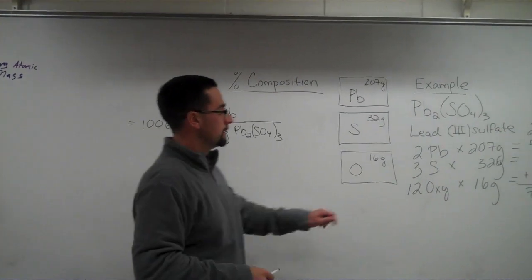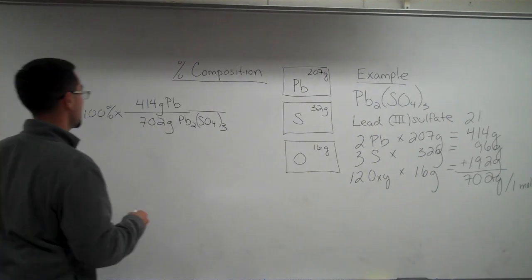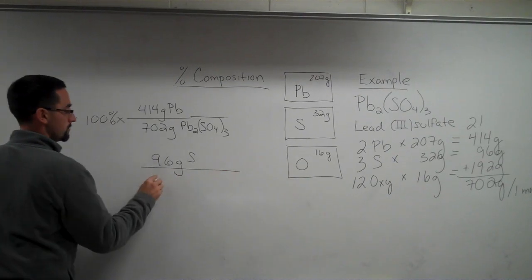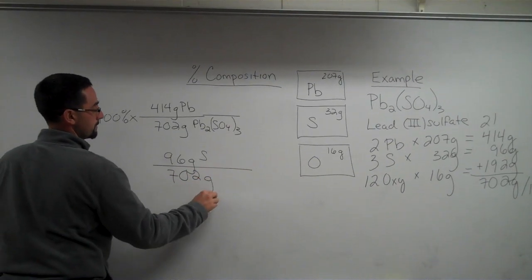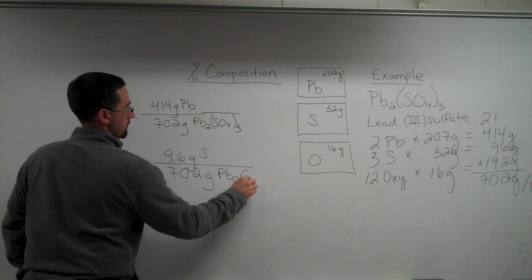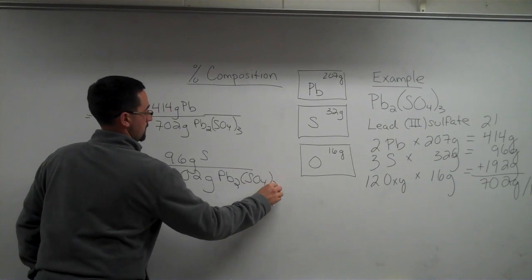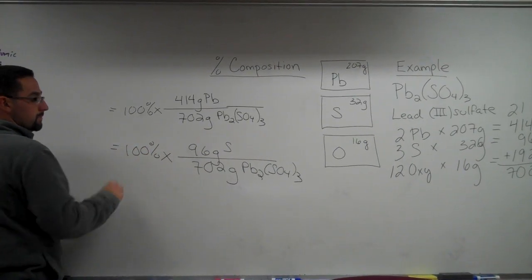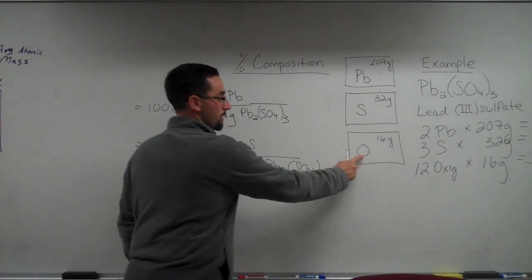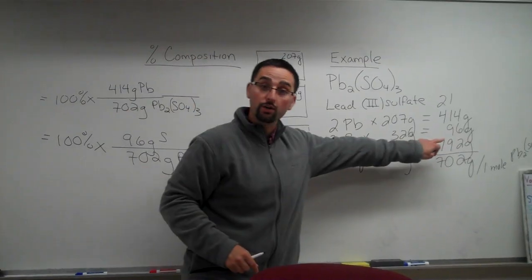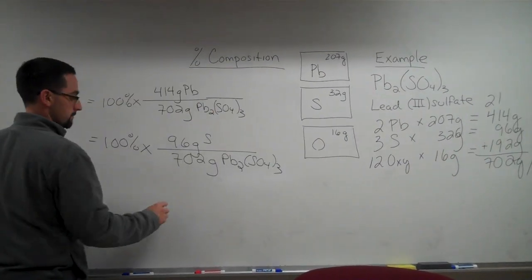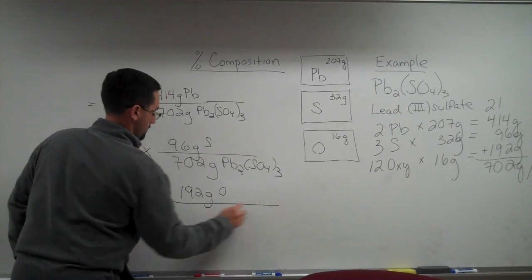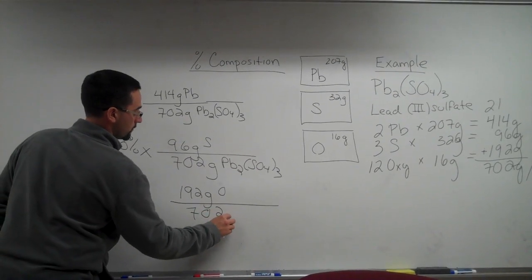For sulfur, sulfur makes up 96 grams of the total compound, which is a molar mass of 702 grams. Multiply that quotient by 100%. And then finally, we do the same for oxygen. Oxygen makes up 192 grams of the total, which is 702 grams.